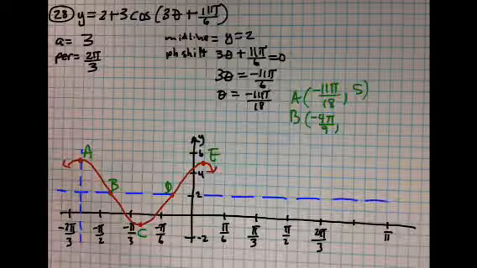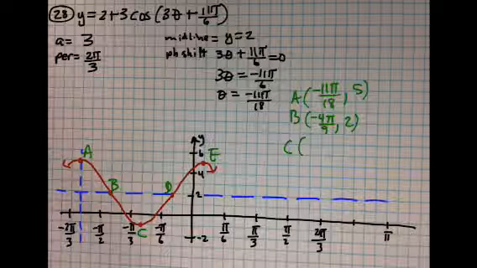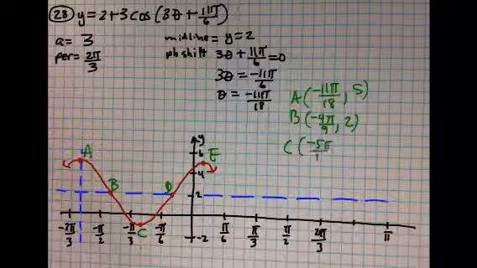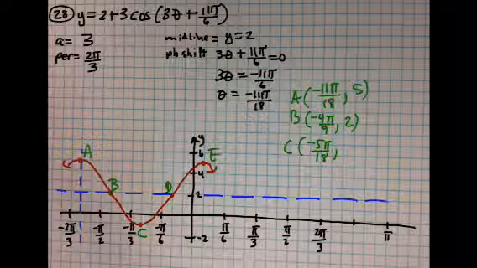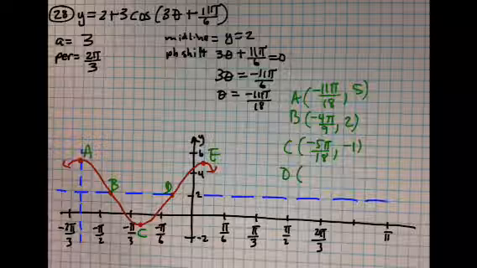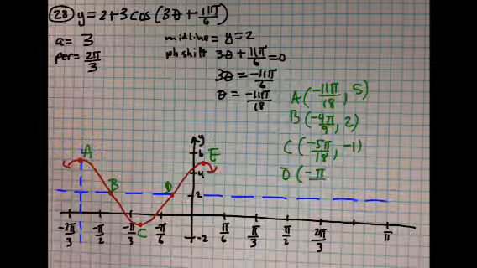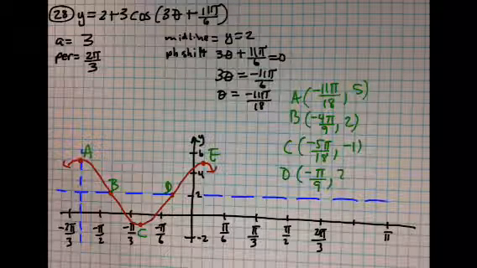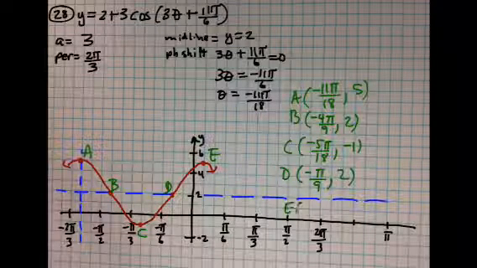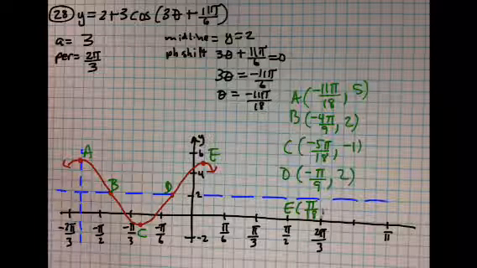and that's at 2, and then C is going to be negative 5 pi over 18, negative 1, and D is going to be negative 2 over 19, so that's negative 1 over 9, 2, and then for E, it's 1/18, I'm sorry, pi over 18, and back up to 5.